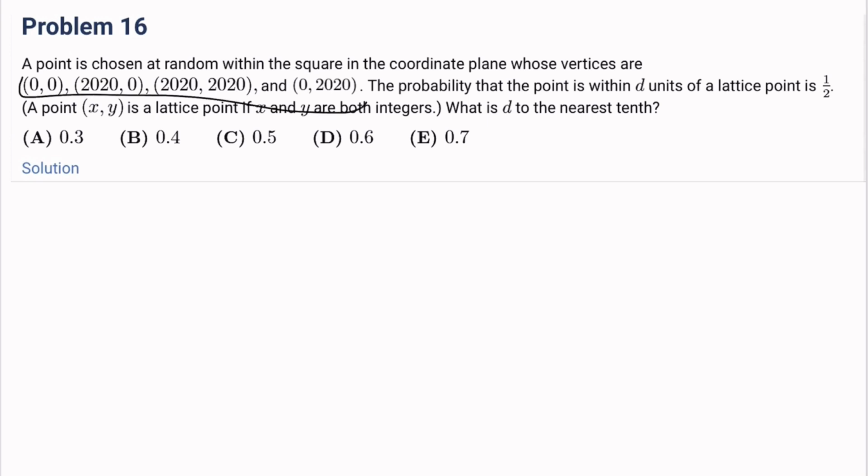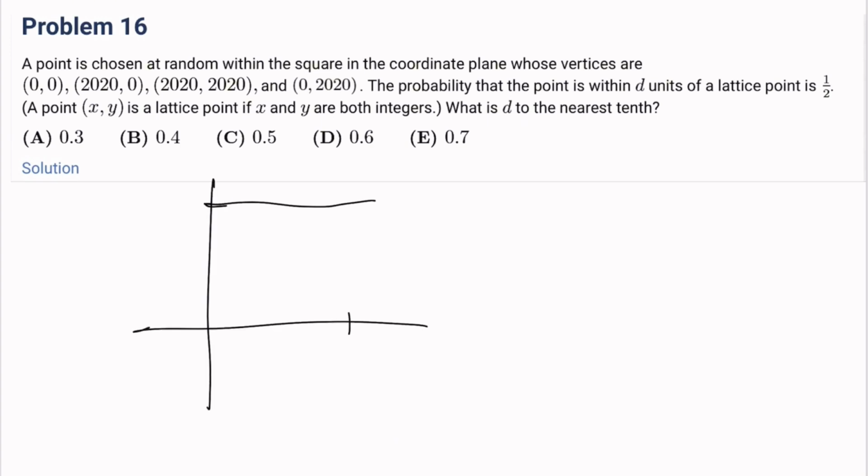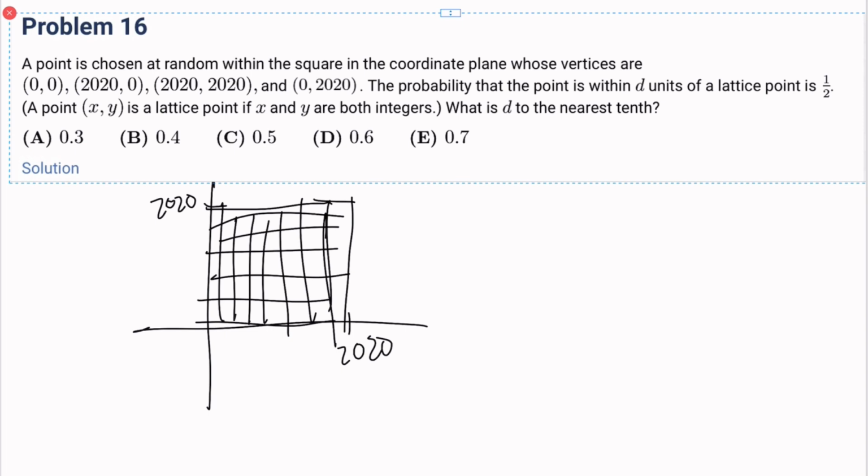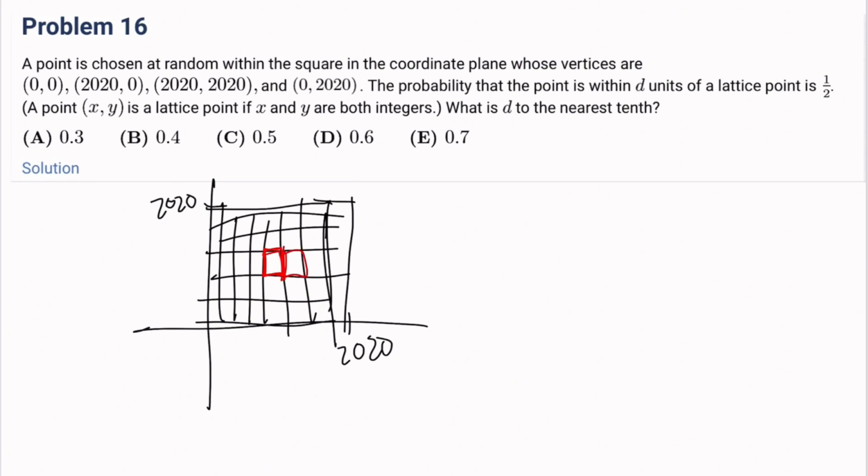So these numbers don't really matter, because 0, 0 to 2020, 2020 are all just lattice points. If this is 2020 and this is 2020, then there are 2020 grids in here. So if you see here, the probability that the point is within d units of a lattice point inside every one of these unit squares is equal for every square. And so the d that we get for the whole square is equal to the d that we get for just this one square.